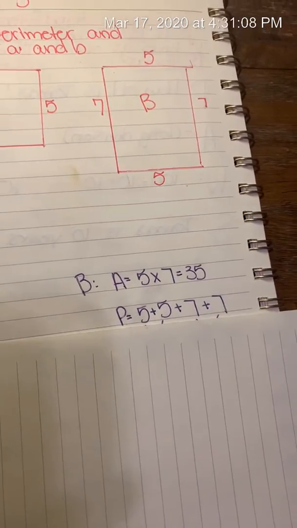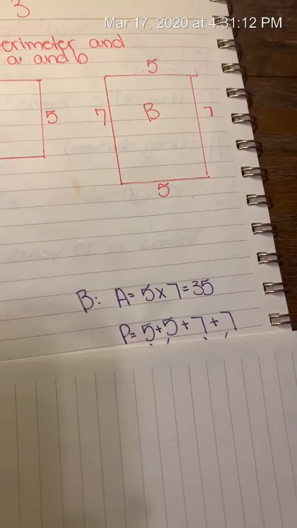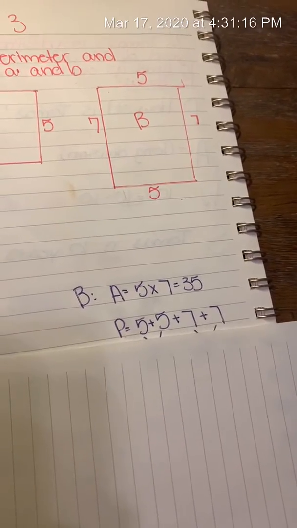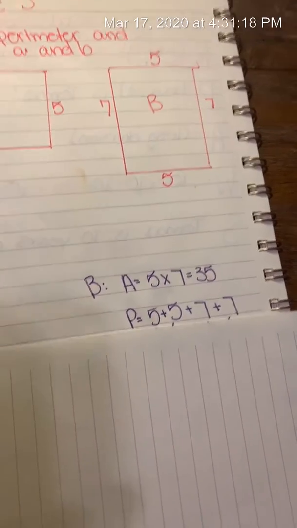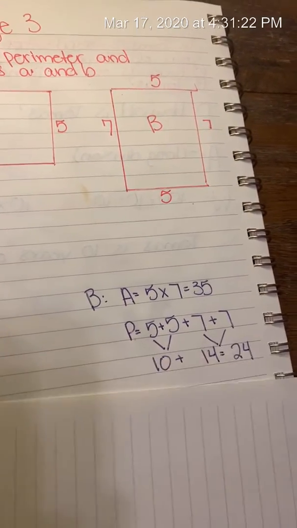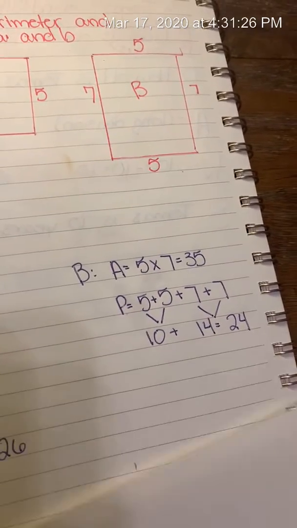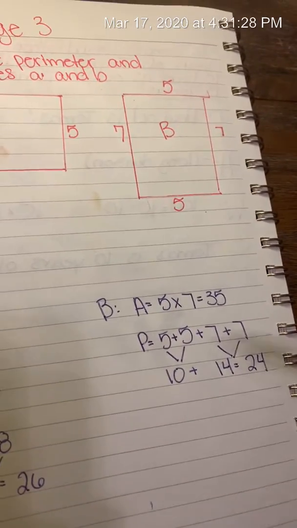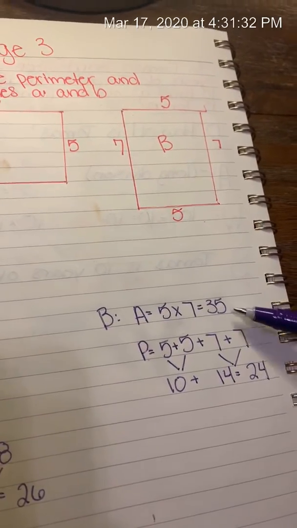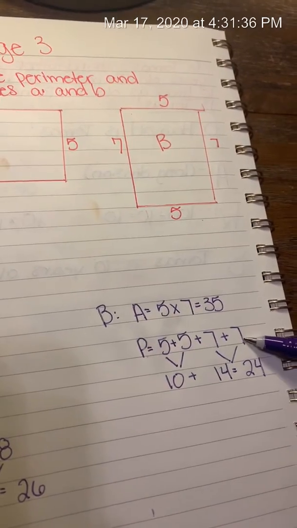And then perimeter we know is length plus length plus width plus width. That's a tongue twister. So you take 5 plus 5 plus 7 plus 7. I added the two 5s together, which equals 10. And then 7 plus 7 is 14. So add those two together, and I got 24 for my perimeter. So our area for rectangle B is 35, and our perimeter for rectangle B is 24.